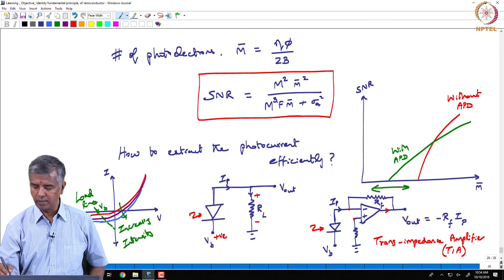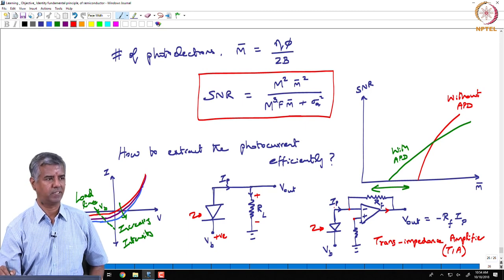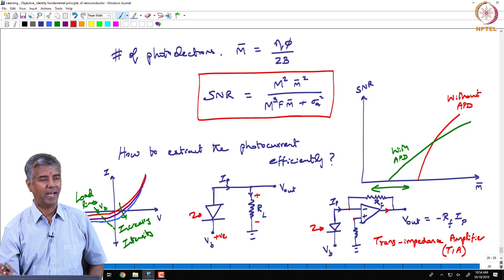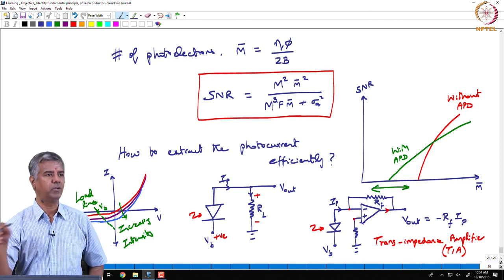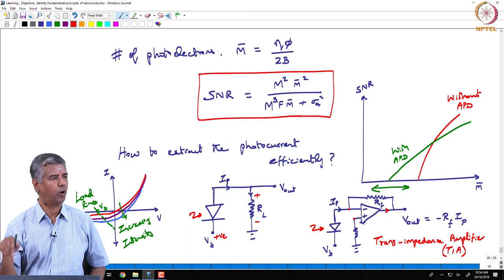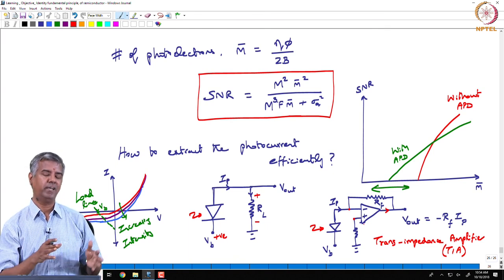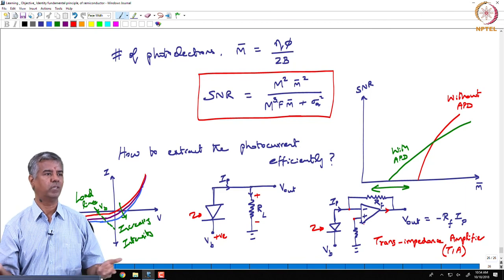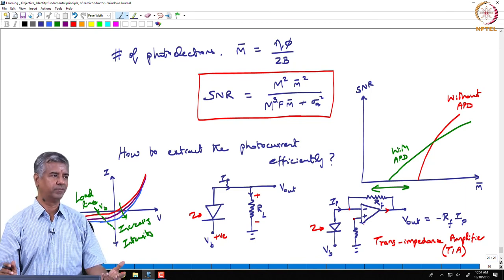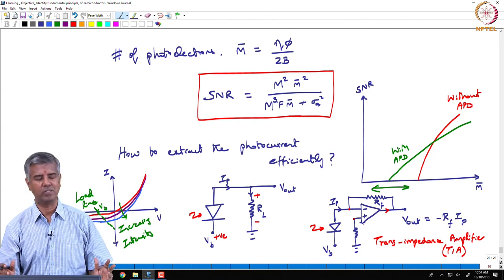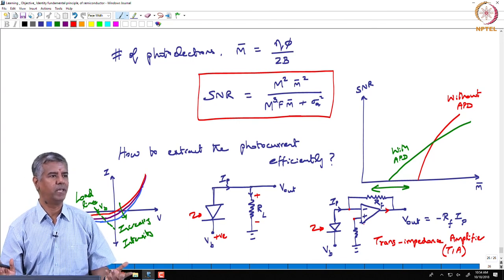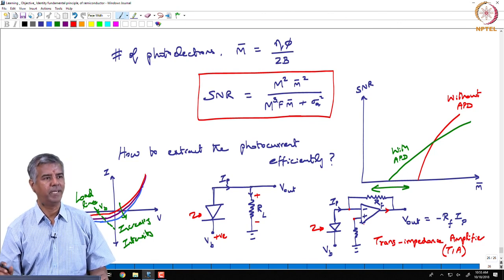So irrespective of whatever current it generates, as long as this op amp has the capability to source a current to negate that, you're going to be fine. If you come into a condition where you are generating much more photocurrent than what the op amp can supply, then you are in trouble. But that usually doesn't happen because the photocurrents that you generate are in the order of milliamps, and the op amps can easily provide tens of milliamps.